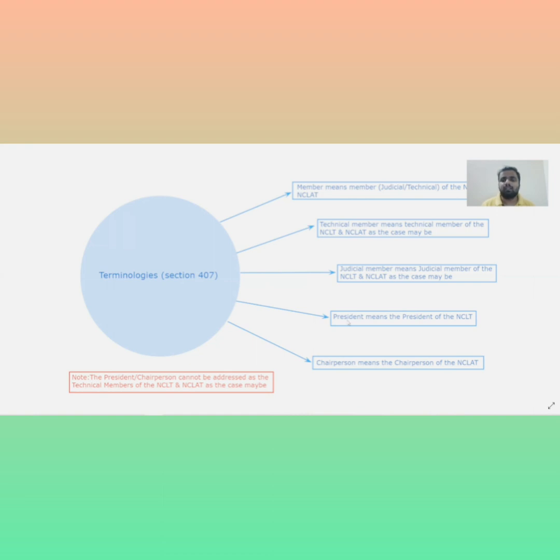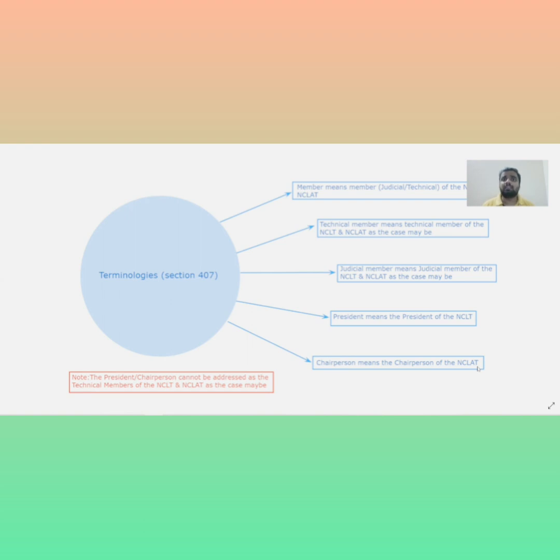Now, the president. President means the president of the NCLT. That means whenever you read the word president anywhere in the subject matter, it relates to the president of the NCLT and not the NCLAT. Similarly, chairperson means the chairperson of the NCLAT and not the NCLT. These are specifically defined so that whenever you read these words in the subject matter, you can correlate them accordingly. Now, for president and the chairperson, there is one more point.